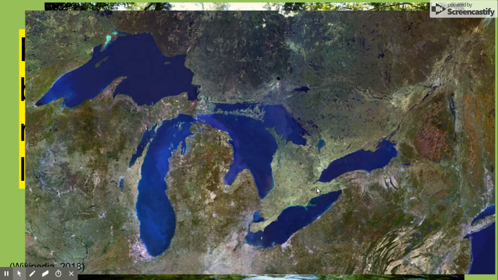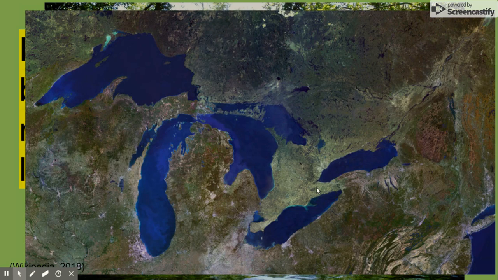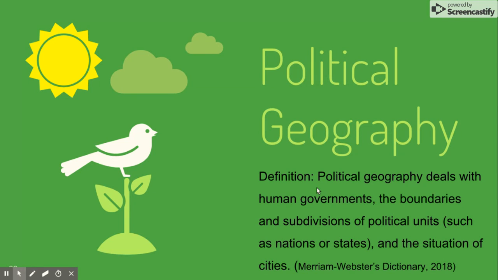They can be so big we can actually see them from outer space, which is what we see right here: the Great Lakes, part of the U.S., in the satellite picture. Next, we're going to go to political geography.